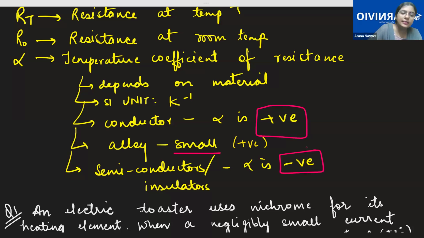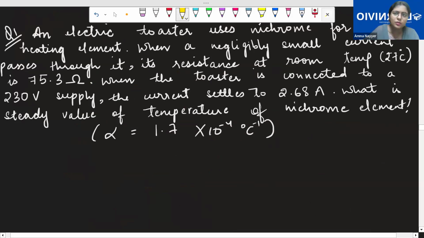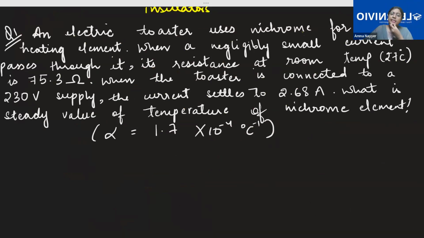Okay. Now let us discuss one numerical based on this. This question is from your NCERT and has come in the board exam as it is without a single change. An electric toaster uses nichrome for its heating element. When a negligibly small current passes through it, its resistance at room temperature. See, room temperature is specified to you. So which variable is this? T naught. Correct. This is the room temperature, which is 27 degrees Celsius, you can convert later if needed. Is 75.3. So what is 75.3?